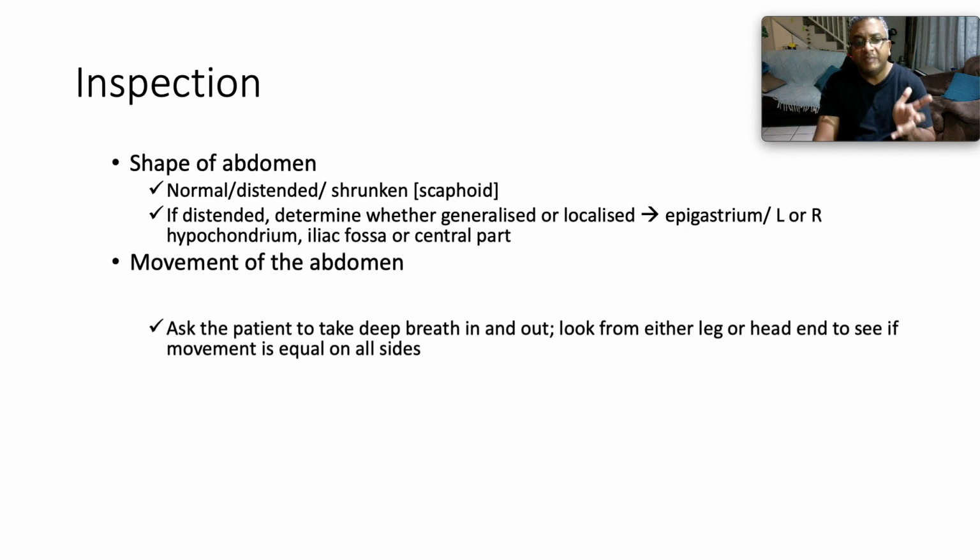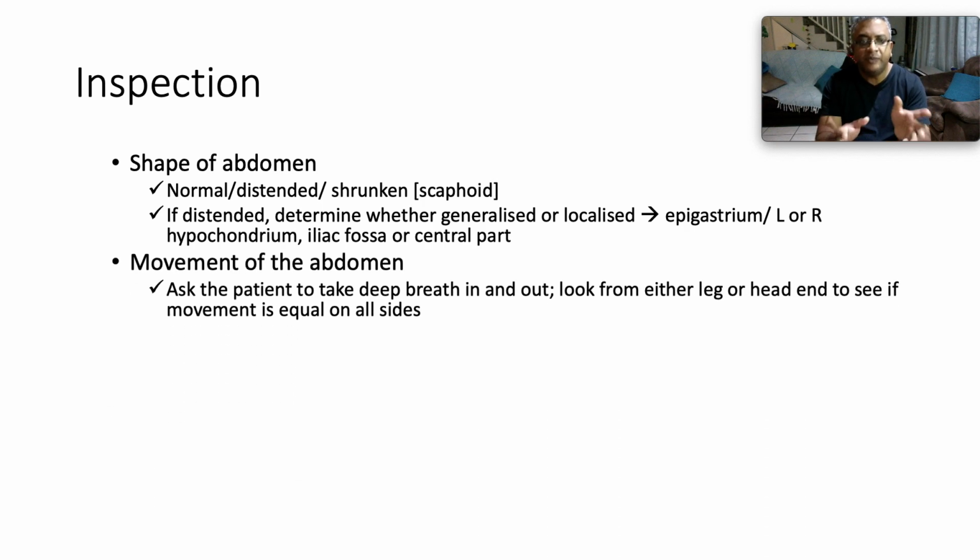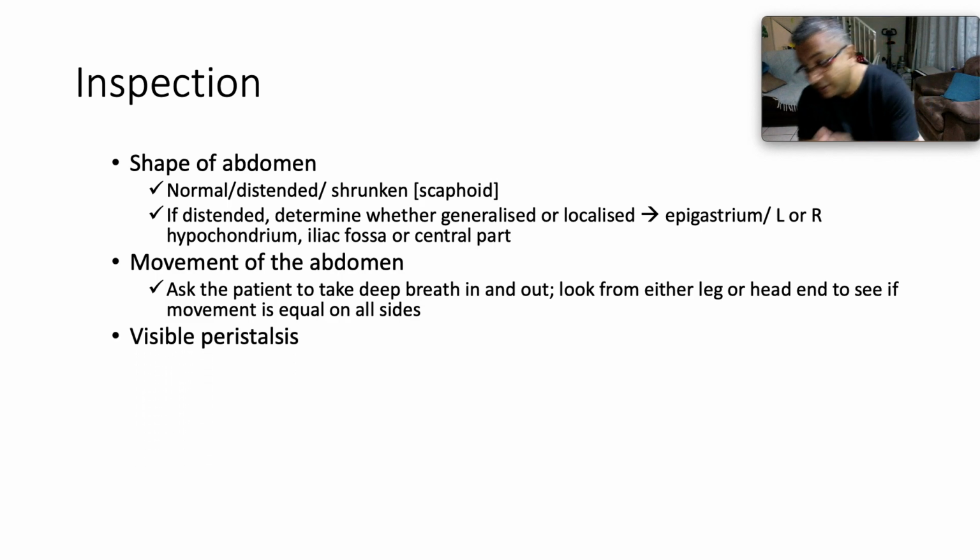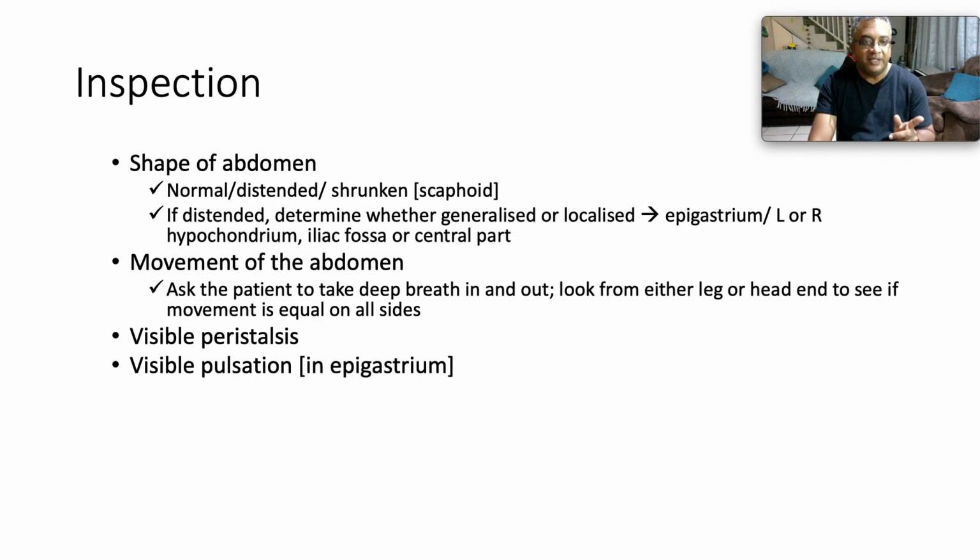Then you want to inspect movement of the abdomen. So ask the patient to gently take a deep breath in and out, and you want to look from either the leg or the head end to see if movement is equal on all sides. Sometimes you want to also just get down to the level of the patient's abdomen to look if there are any particular masses that are obvious. Visible peristalsis must be noted.